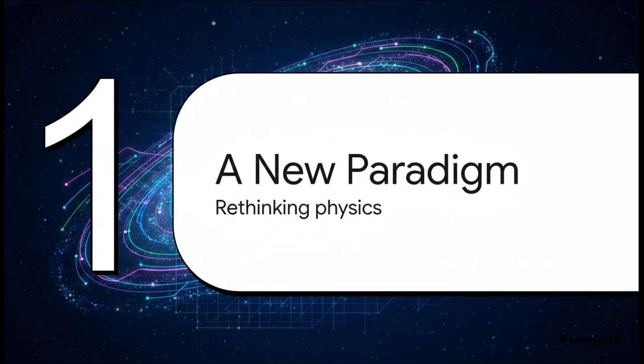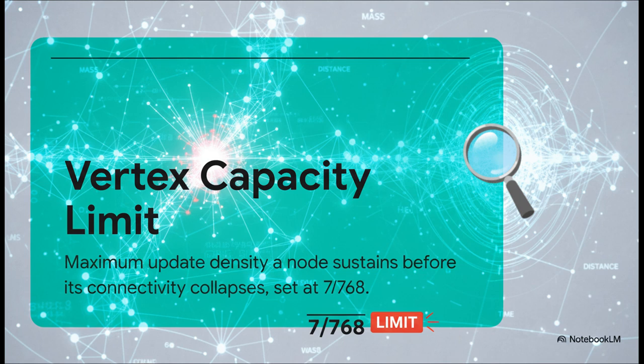Section 1. Physics needs a new paradigm. Imagine reality not as a smooth fabric, but as a vast digital network of nodes. And there's a hard computational bottleneck at play here, the vertex information capacity limit, mathematically locked at 7/768. When a single node overflows with too much state update information, it literally chokes. To survive, it has to push that data outward. And that outward push, that is exactly what we perceive as mass, distance, and time.